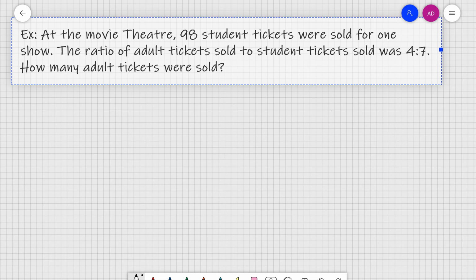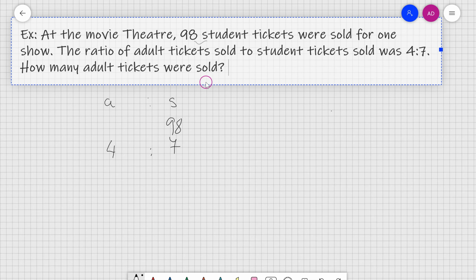It's about tickets sold for adults and students. So adults and students. 98 student tickets were sold for 1 show. So where would I put 98? Under the student here. So 98. The ratio of adult tickets sold to students' tickets sold was 4 to 7. So that's one thing that I know. So 4 to 7.